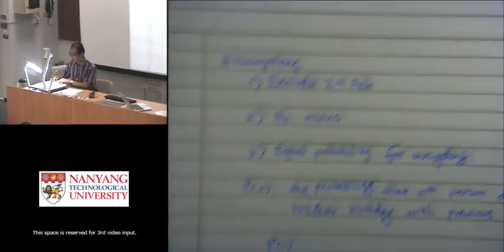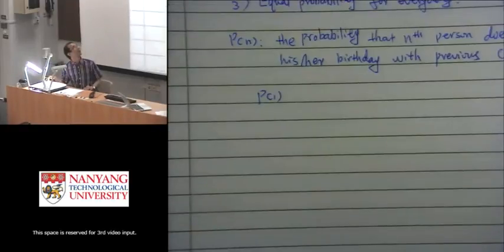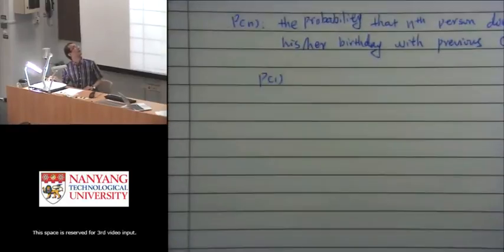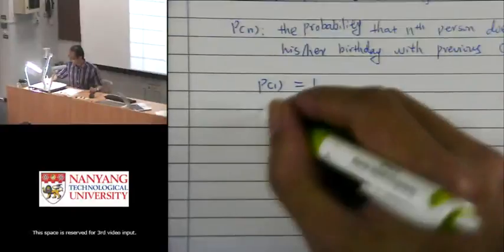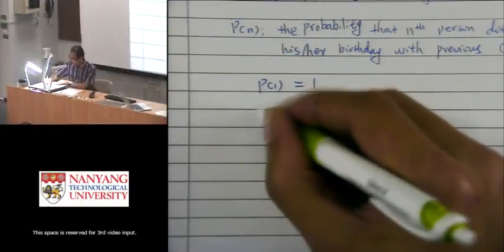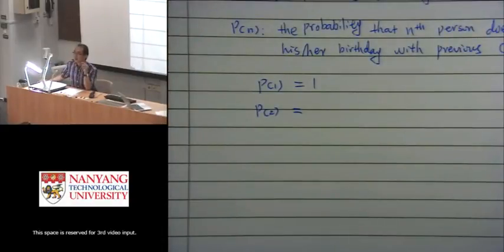What's the probability that we only have one person, and this person doesn't share his birthday with anyone? 1, right? And what's the probability that we get the second person, and the second person doesn't share his birthday with the first one?